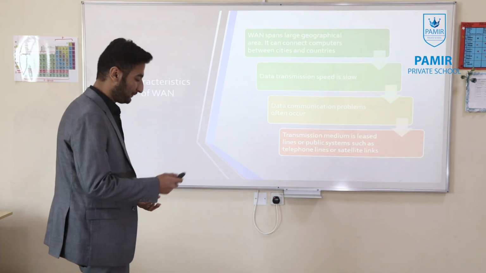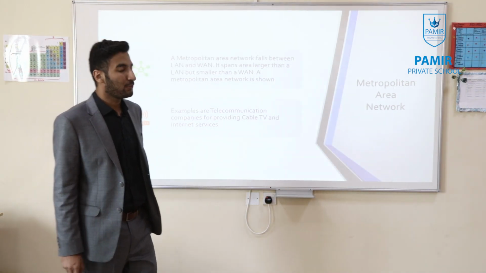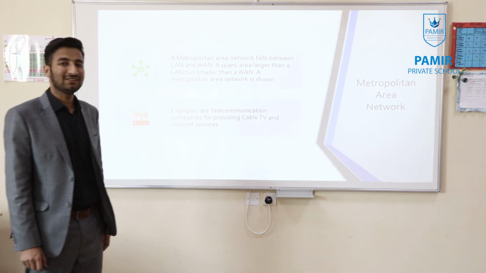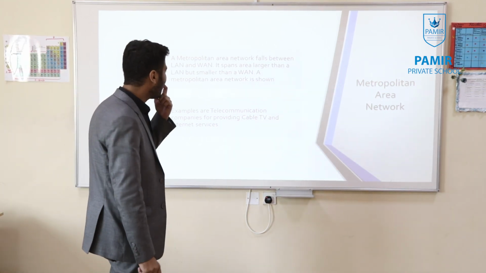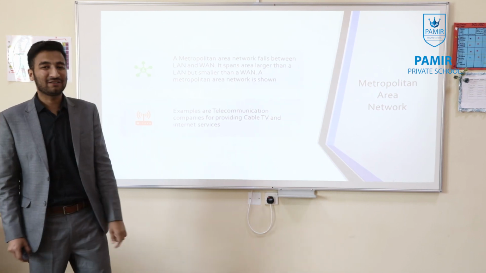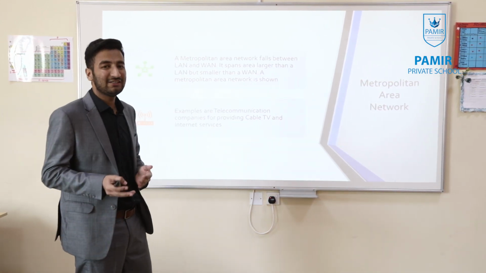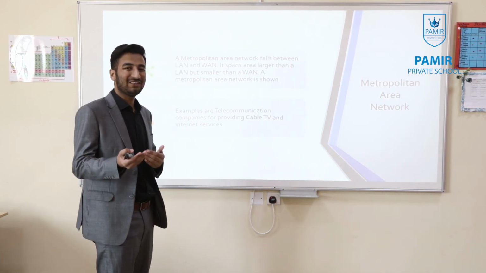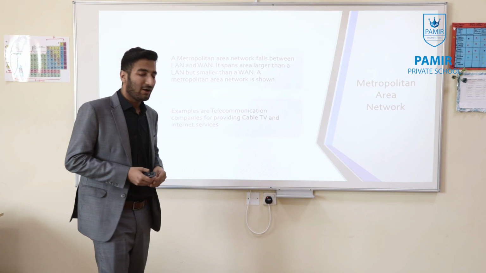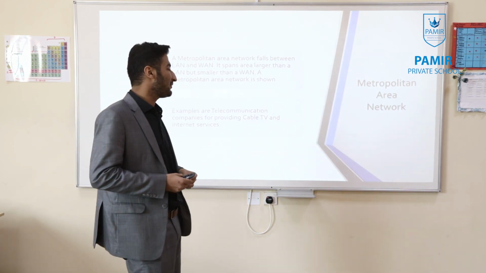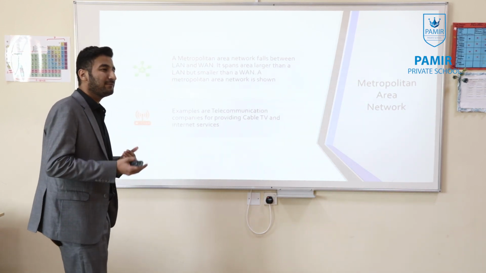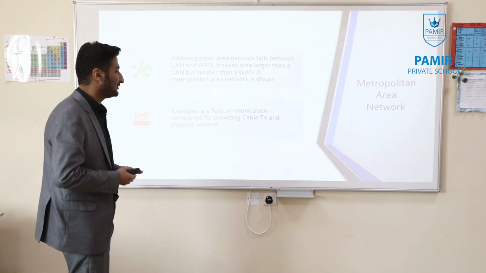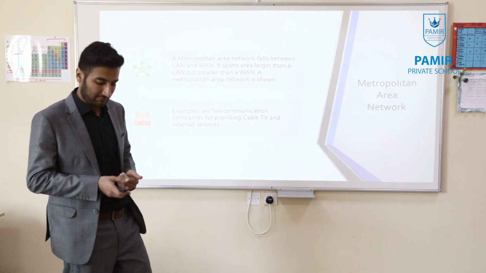Data communication problems can occur. The third one is the metropolitan area network. From the word metro, you can tell that it is designed for a city. So a metropolitan area network falls between LAN and WAN. It covers a larger area than LAN, but a smaller area than WAN. Examples of metropolitan area networks are telecommunication companies like cable TV and the internet services you are using.